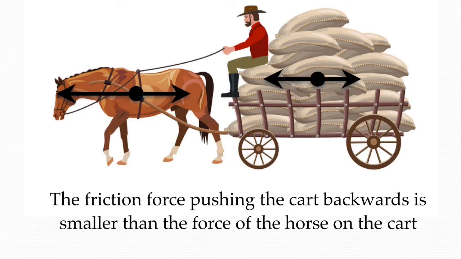And for completeness, I've also included the force of friction acting on the cart, pulling it backwards, but again, the force of the horse pulling on the cart is larger than the force of friction, so the overall resultant force on the cart is forwards, allowing it to accelerate forwards as well.